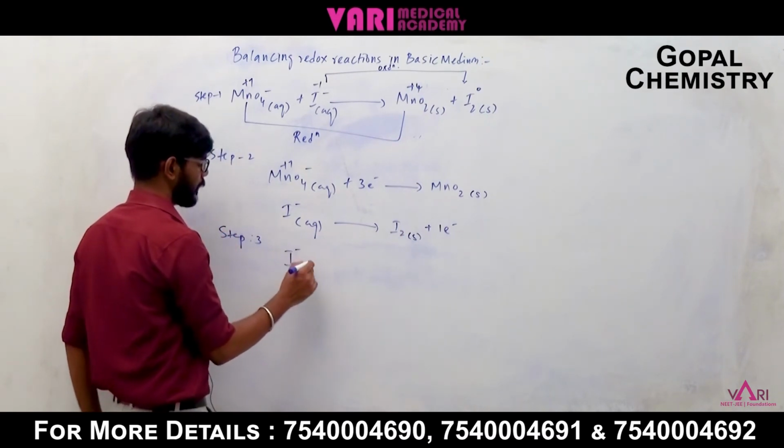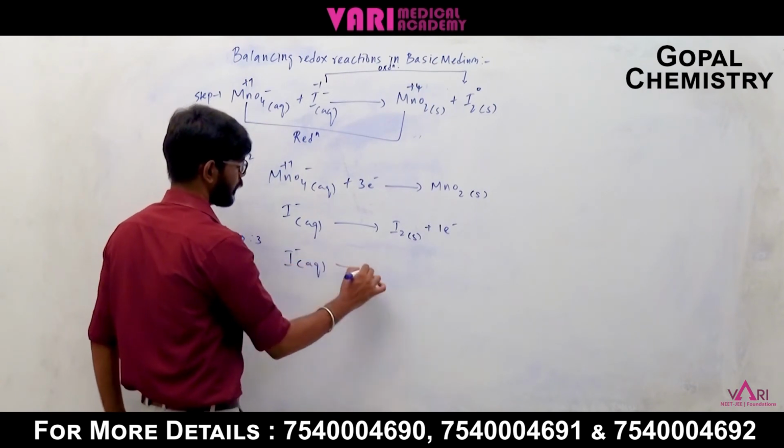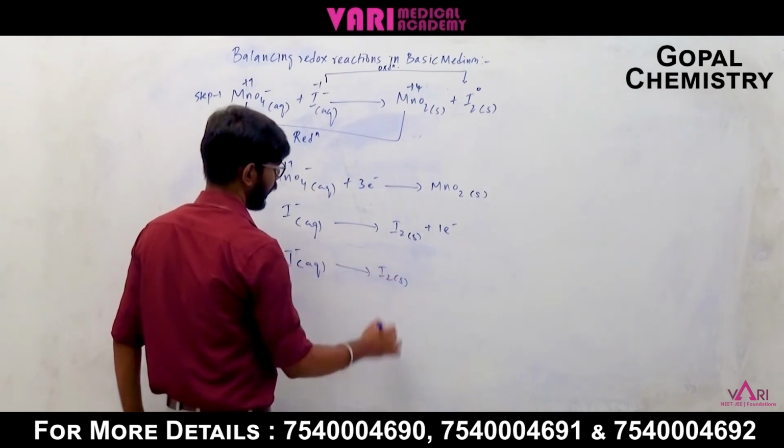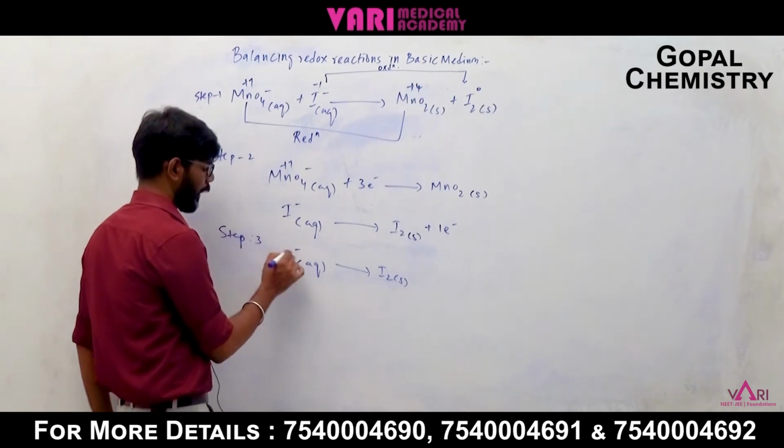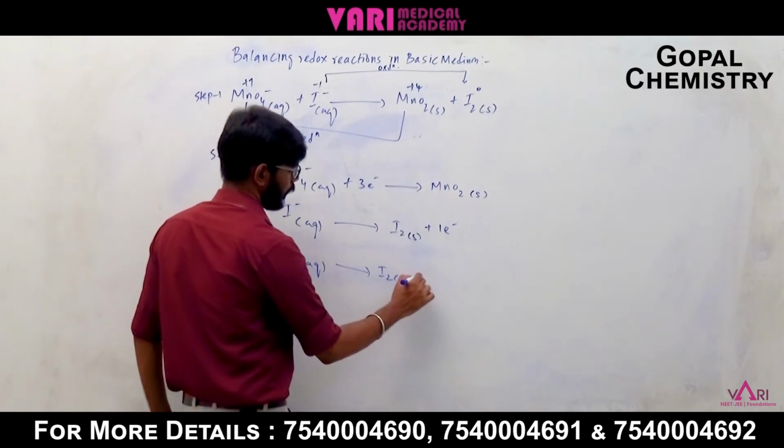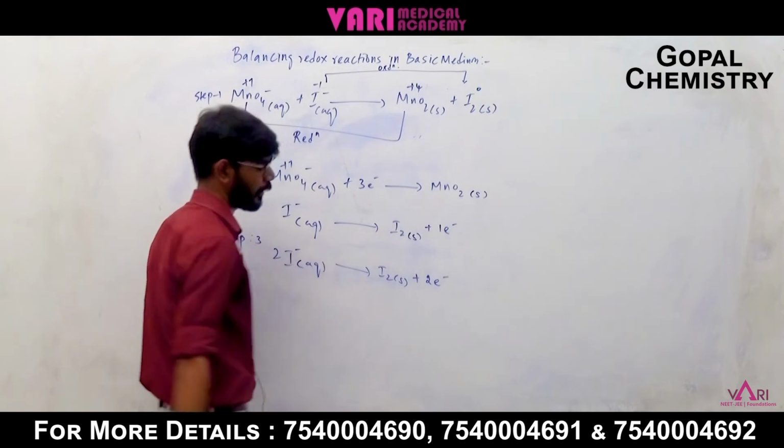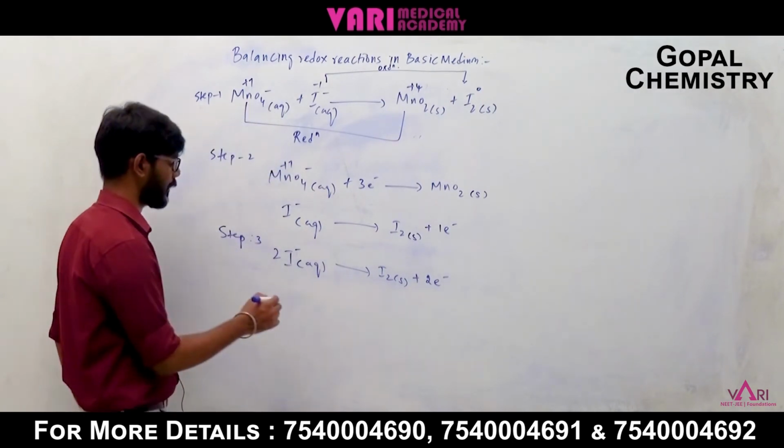So I minus in aqueous state gives I2 solid, right? So we have to add 2 here, then it will give 2 electrons. So this is step 3.